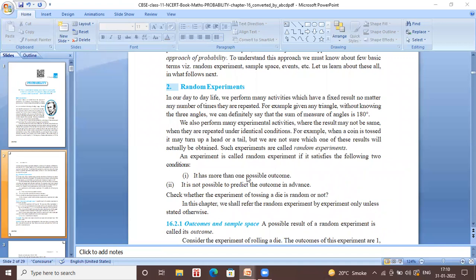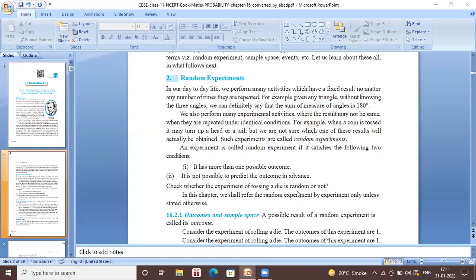More than one possible outcome must be there for a random experiment, because if only one possible outcome is there, then it is defined that that particular outcome will come. Therefore, this is not a random experiment. And the second condition is that it is not possible to predict the outcomes in advance. We don't know while tossing a coin which will appear, either head or tail. That's why this kind of experiment is called a random experiment.